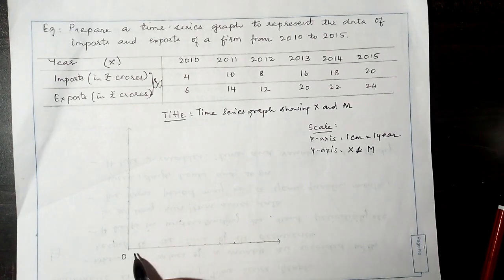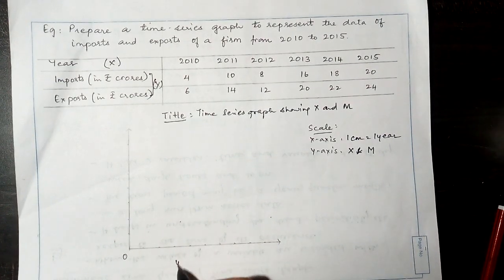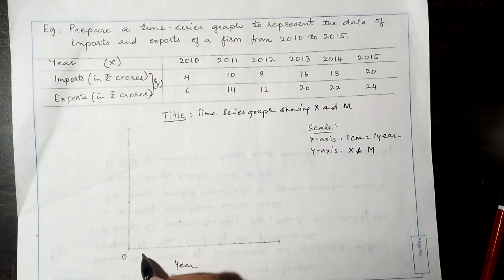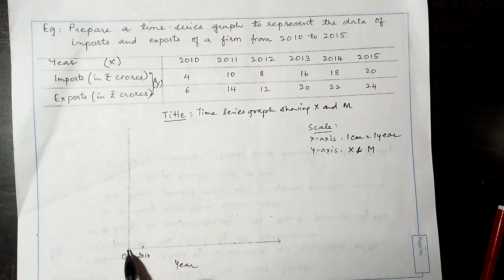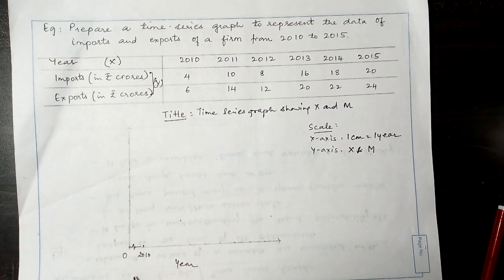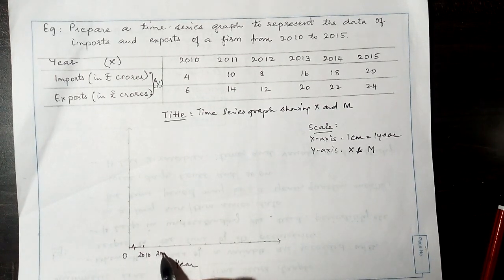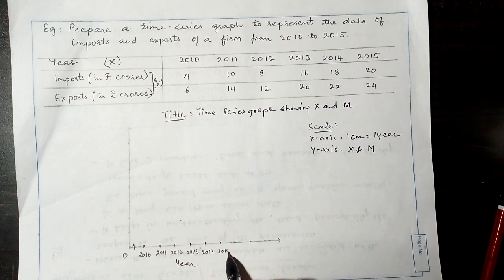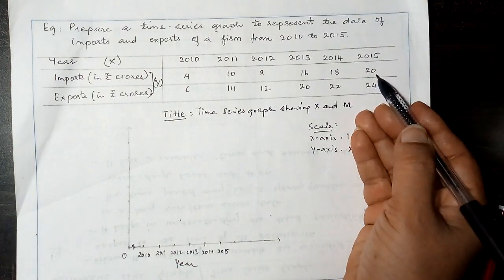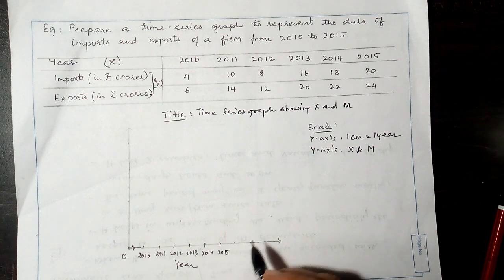Let's now write down on this graph, on the x-axis, year. Year is 1 centimeter, we have 2010. Since this starts with 2010, we draw a kink. So 2010, 2011, 2012, 2013, 2014 and 2015. There ends the data.